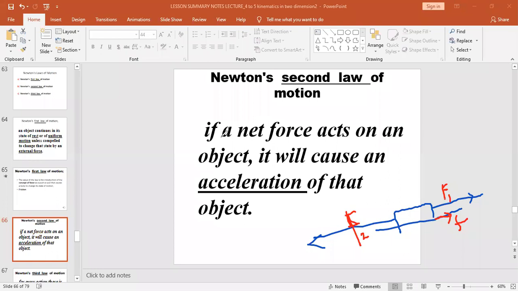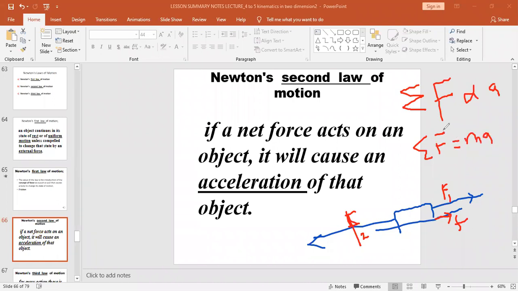And then what we are saying here is the net force acting on the system will cause an acceleration of the system. So the sum of all forces in the system is proportional to the acceleration of the system. If you want to write that using the constant of proportionality, that will be equal to ma.